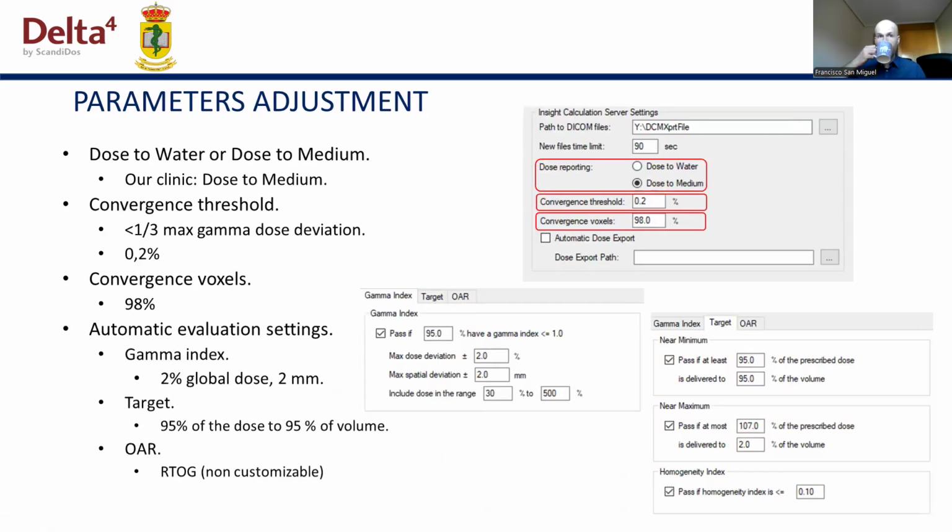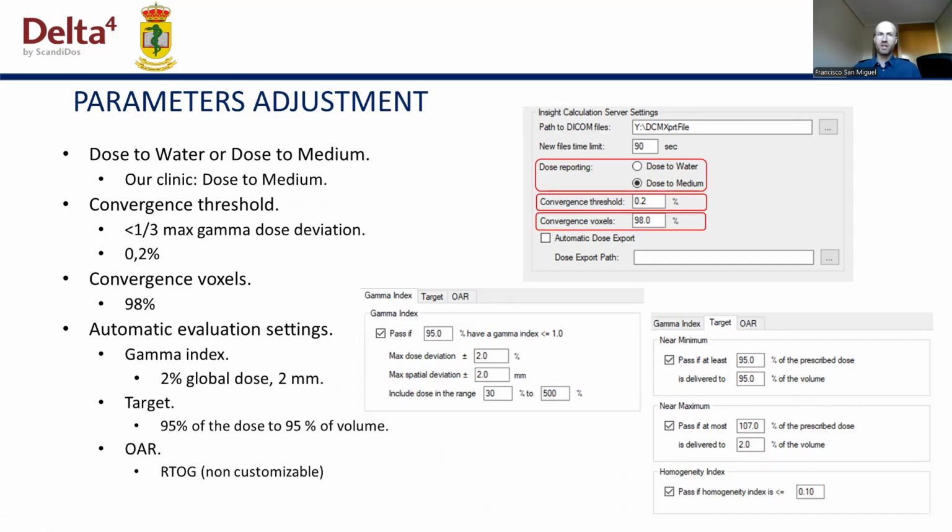Up to this point, we already have a general understanding of how the calculation engine works, and we will have our secondary calculation software model and ready to perform the first calculation. However, there are a series of parameters that need to be adjusted beforehand, and these are entirely at the user's discretion.